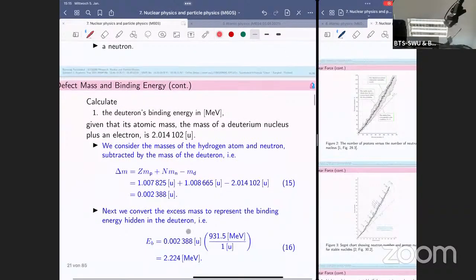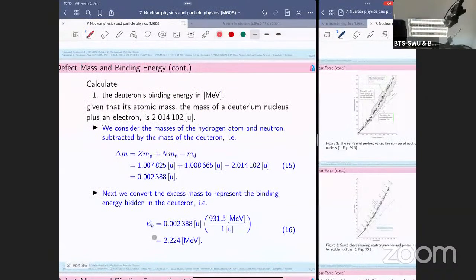Okay, we can convert the excess mass to represent the binding energy hidden in the deuterium by multiplying 931.5 mega electron volt by 1 U, 1 atomic mass unit. You get 2.224 mega electron volt, and that's the binding energy. The energy that tries to keep the neutron and proton together at the nucleus of the deuterium, the isotope of hydrogen.